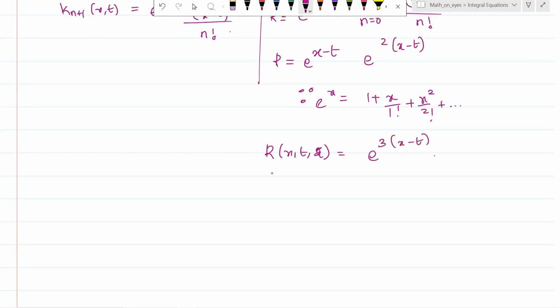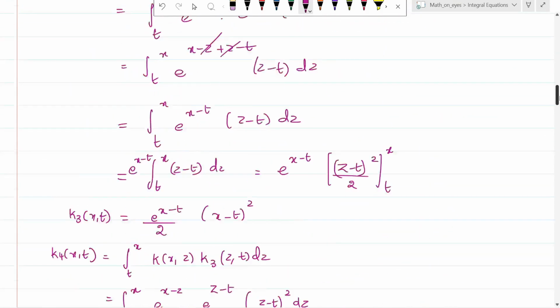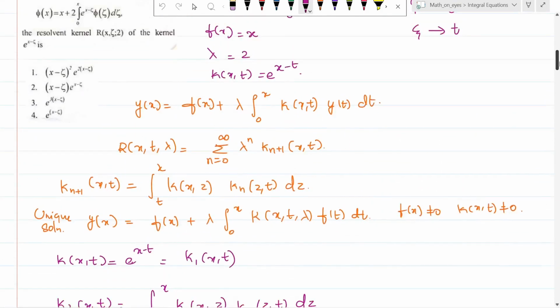Now here we have to replace the variables. We have to replace y by phi, and we have to replace t by zeta. So R of x comma zeta comma 2 will be equal to e to the power 3 times (x minus zeta). So this is the solution: e to the power 3 times (x minus zeta). So option 3 is the correct answer.